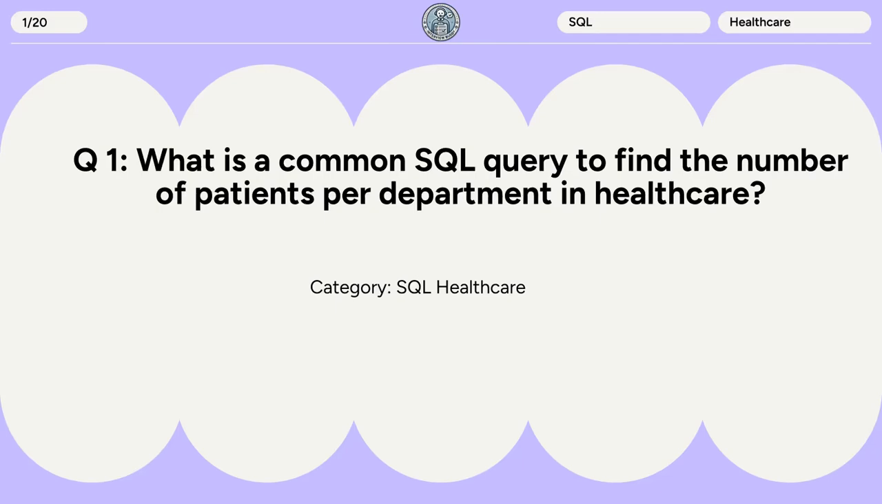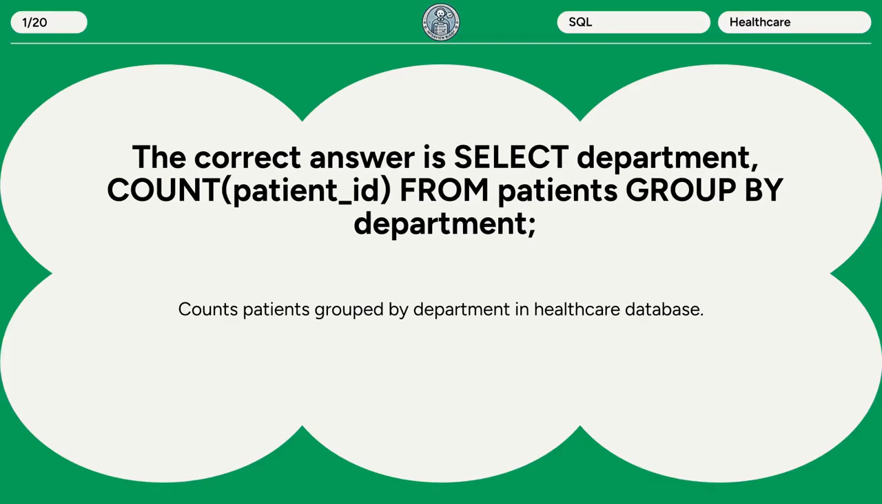Question 1. What is a common SQL query to find the number of patients per department in healthcare? The correct answer is: SELECT department, COUNT(patient_id) FROM patients GROUP BY department. Counts patients grouped by department in a healthcare database.